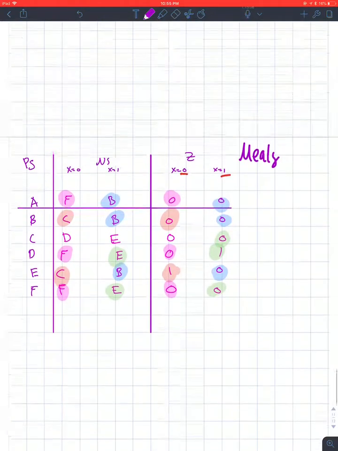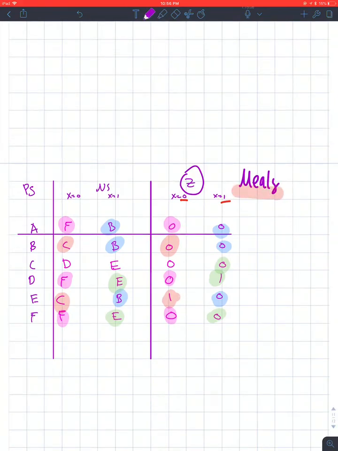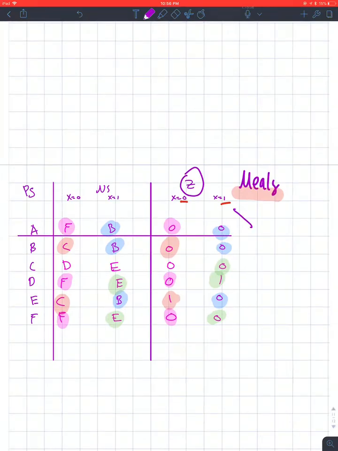So you know it's a Mealy table based off of your z output. If z has x equals 0 and x equals 1, you know it's going to be a Mealy. If this column right here just had z, and then it was just like 0, 1, 1, 0 for example, you know it's going to be a Moore, because Moore just has one z output.